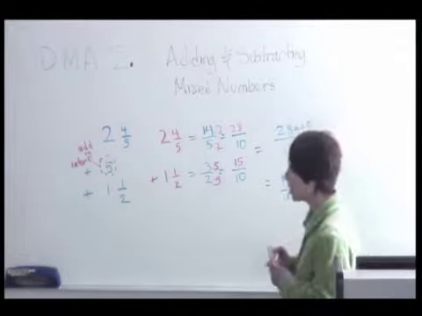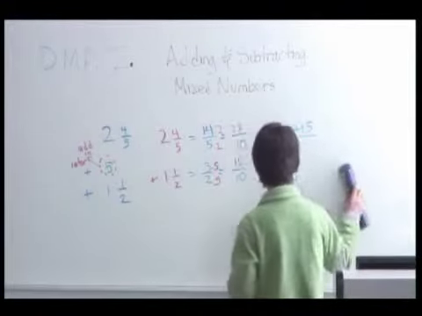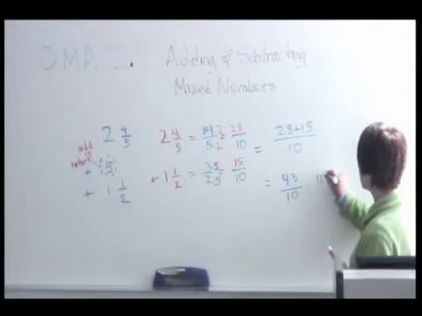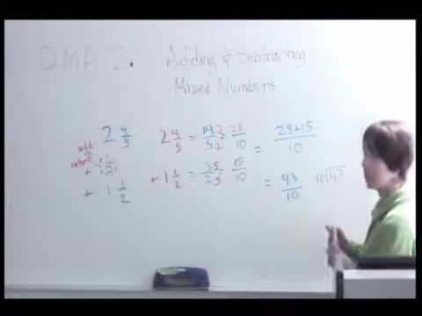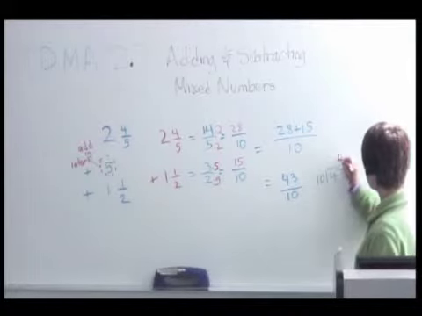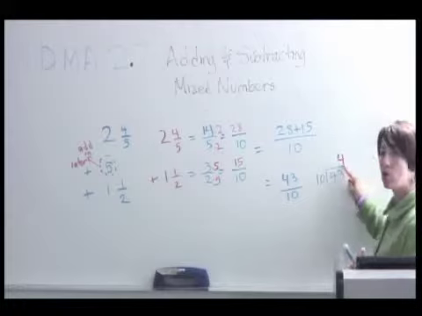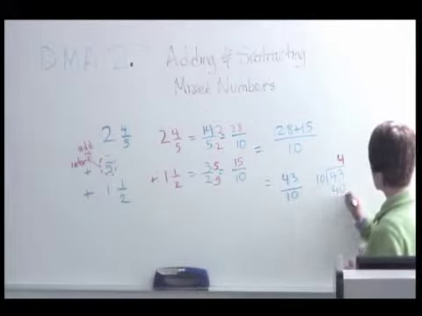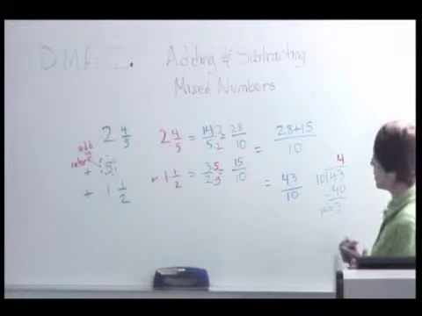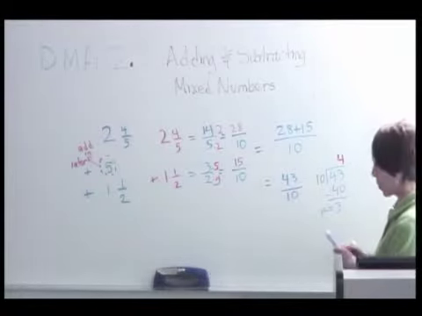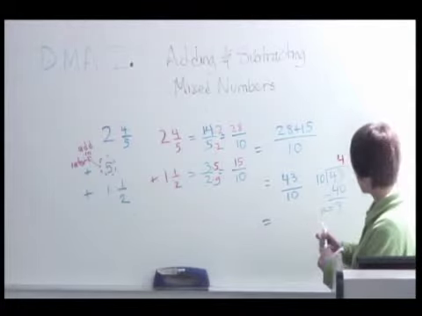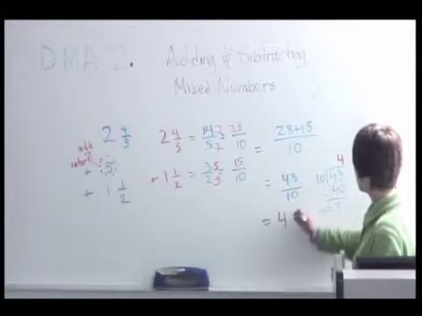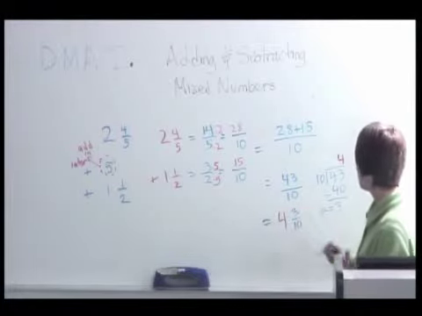So to change 43/10 into a mixed number, I take 10 and divide it into 43. And 10 goes into 43 4 times. So my quotient is going to become my whole number. 4 times 10 is 40. And when I subtract, my remainder is 3. So 43/10 is equal to 4 and 3/10.